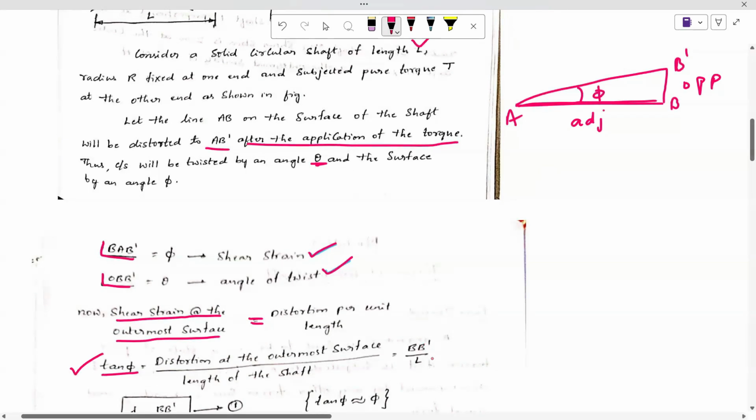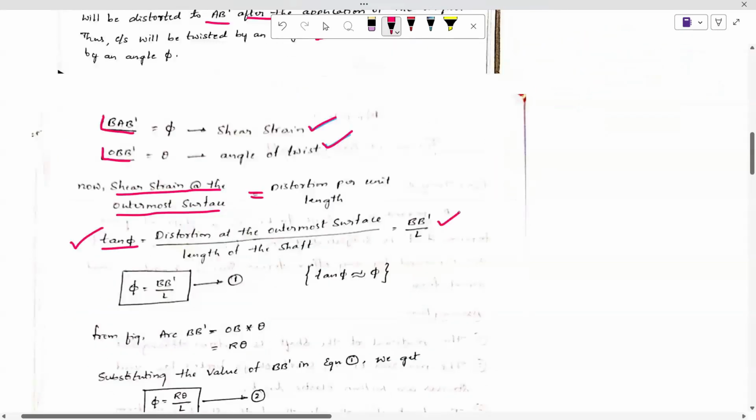So that will be equal to B dash divided by L. So tan phi we are going to consider as phi because it is a very small angle. That's why tan phi is almost equal to, not exactly equal to, phi. Phi is nothing but shear strain, that will be equal to B dash divided by L. Call this as equation number 1.